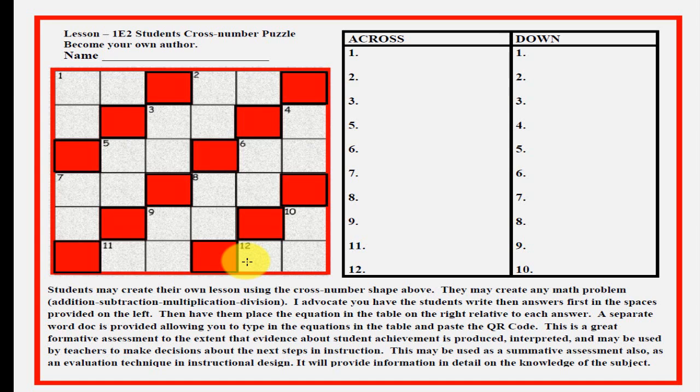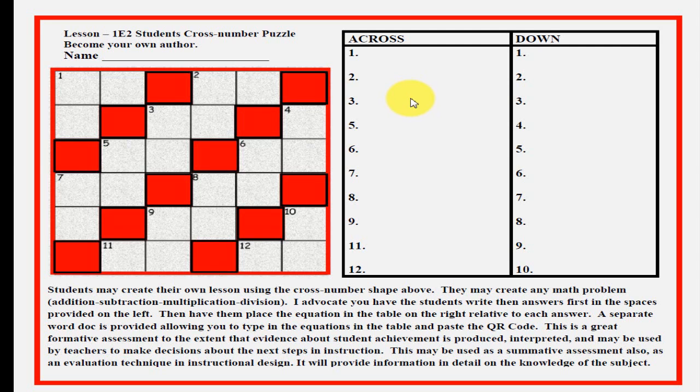I advocate that you have the students write the answers first in the spaces provided here on the left. Then have them place the equation in the table on the right relative to each answer. A separate Word document is provided allowing you, the teacher or whomever, to type in the equation in a table and paste and create the QR code.